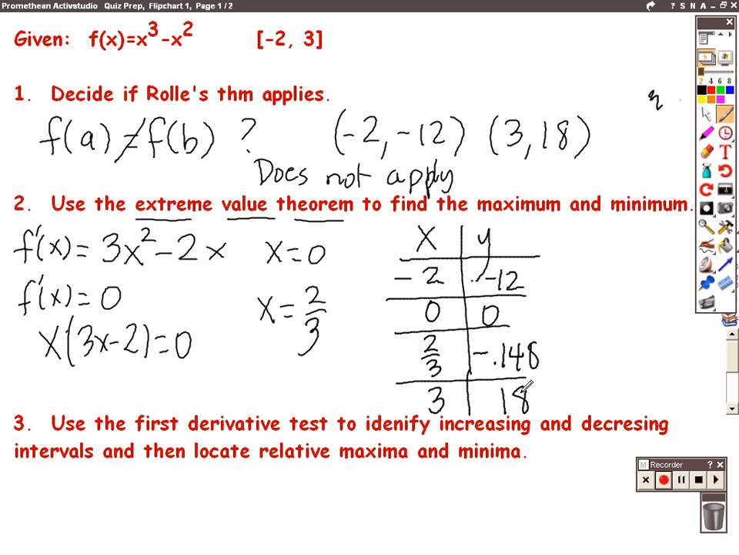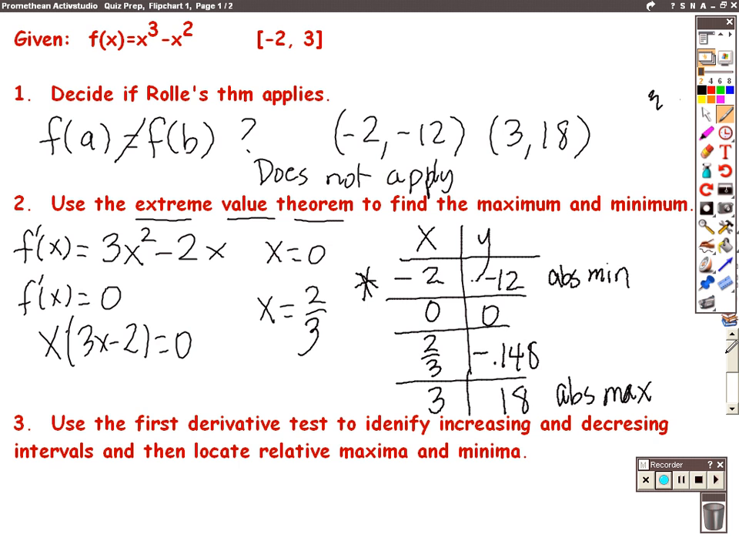So the absolute minimum, I'm not going to write this up exactly, I'll say it, but I'm not going to write it the way I would want you to write it. The absolute minimum occurs at x equal to -2 and is -12. So listen to that sentence. Same thing for the absolute maximum. The absolute maximum occurs at x equal to 3 and is 18. So make sure on your quiz that you write that entire sentence.